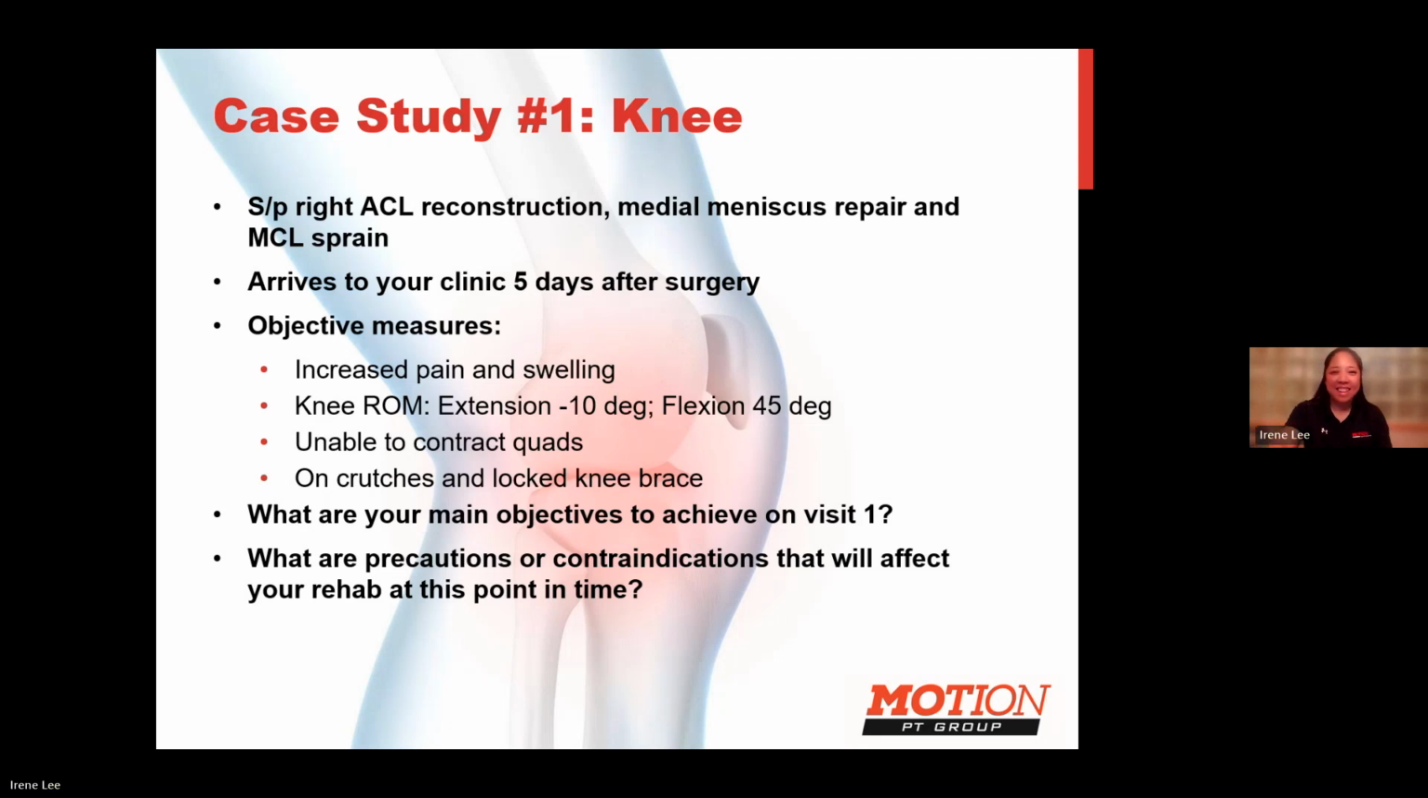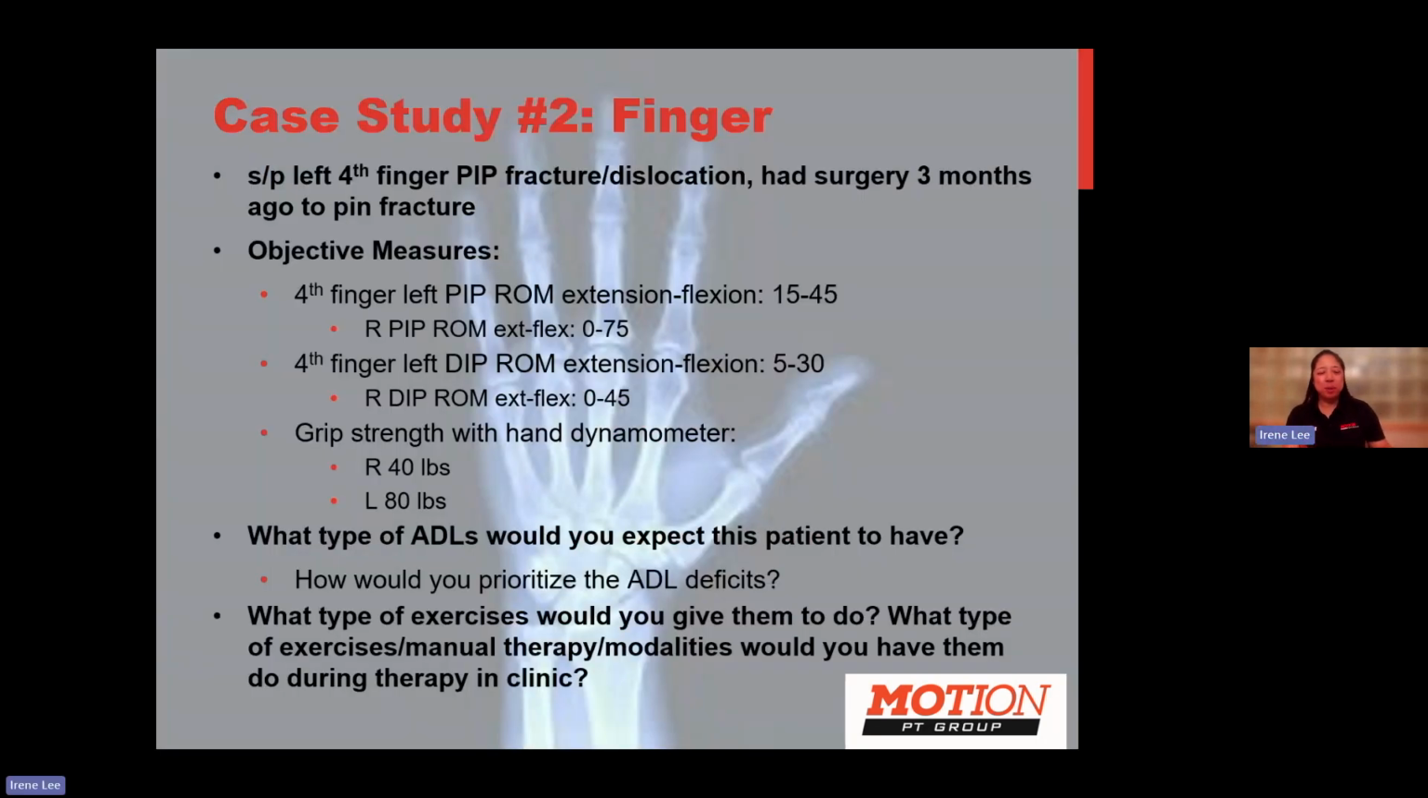Okay. Number two, the case study number two. All right, so this patient comes in. It is a left fourth finger PIP fracture dislocation. Had surgery 3 months ago to have the fracture pinned. But now that you've seen him afterwards, the pin is long gone. Probably got out about 6 to 8 weeks ago. And let's see what they look like. So the range of motion is not great.